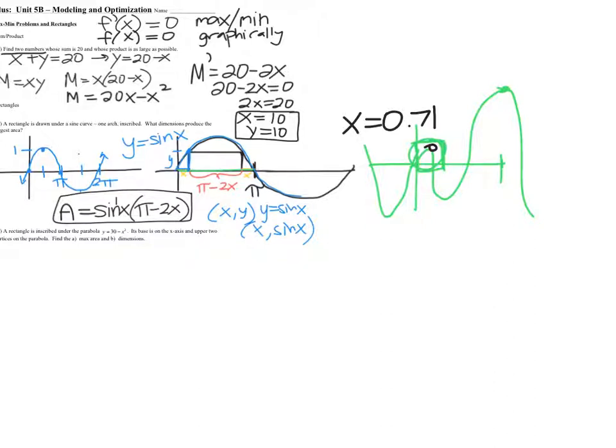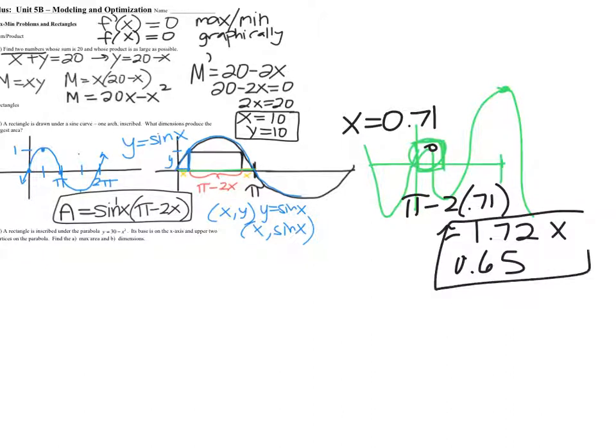So I need to then go back and do pi minus 2 times 0.71. That's going to give me the length, the flat part on the bottom. So pi minus 2 times 0.71 gives me about 1.72. And then the y, the height, is just sine of x. So sine of 0.71 is 0.65. So it's a 1.7 by 0.65 rectangle. That'll give me the largest area. Pretty gross, huh?